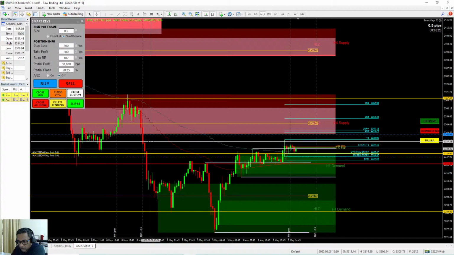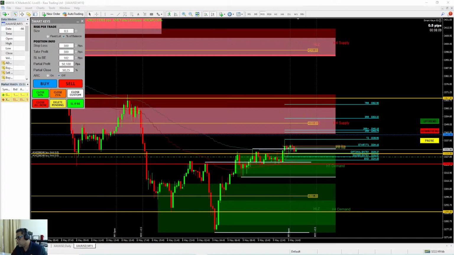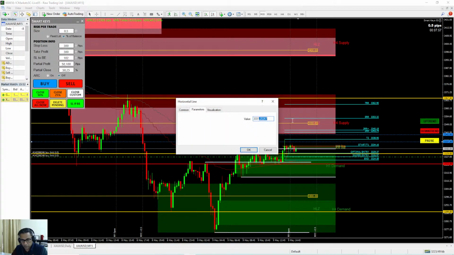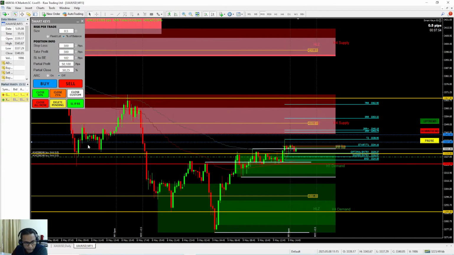Right there, around 3337. You can see that? 3337. Yeah, see that? Price stayed above it, closed below, closed back above, stayed above. We rejected 3337, so that's where I'm anticipating price to head to, 3337.